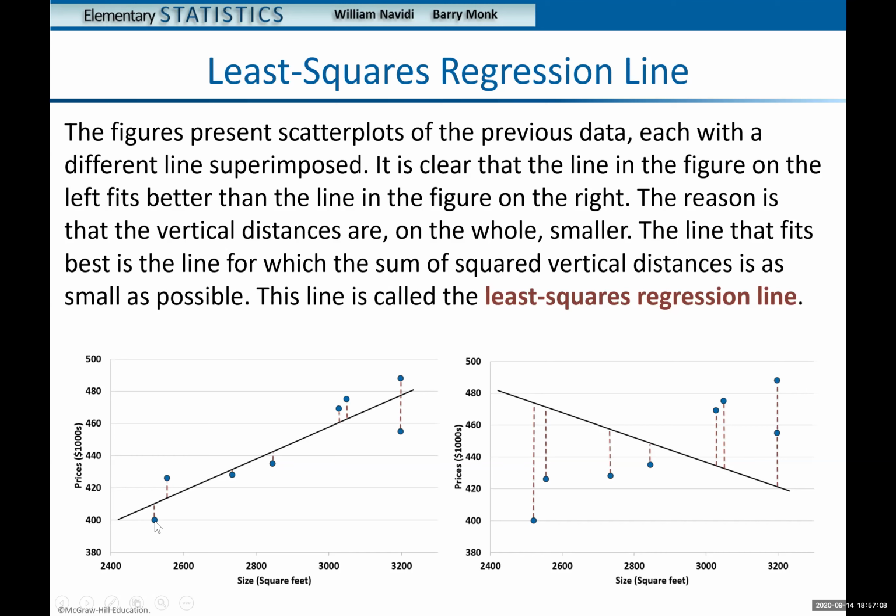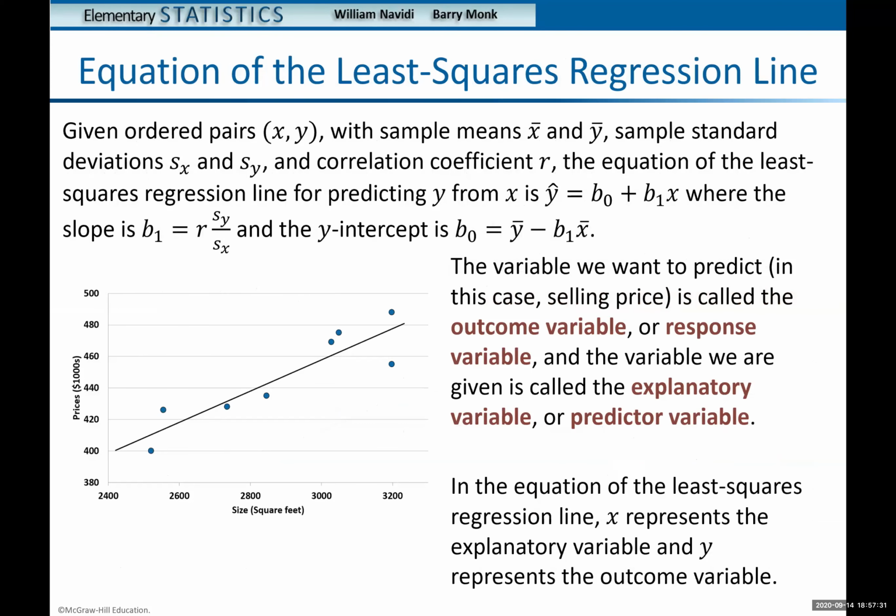You see the distance from a point to the line. It's very close to the line compared to when you draw a line this way. So that's why it's obvious that it is positive, right? And again, this line we call the least squares regression line. And there are formulas for it, in statistics, this is the least squares regression line.